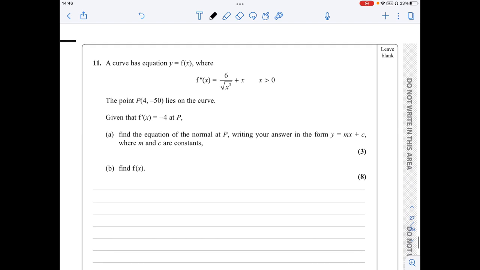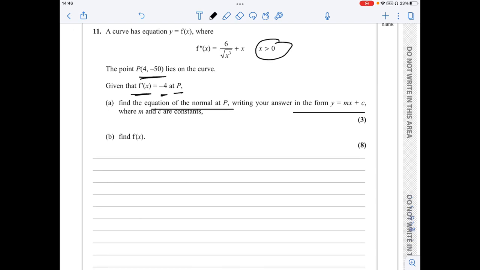Coming to question number 11, a curve has an equation y equals f of x. F double prime x is being given, x is positive. The point P 4 comma minus 50 lies on the curve. Given that f prime x at P is minus 4, find the equation of the normal. Write your answer in the form y equals mx plus c.